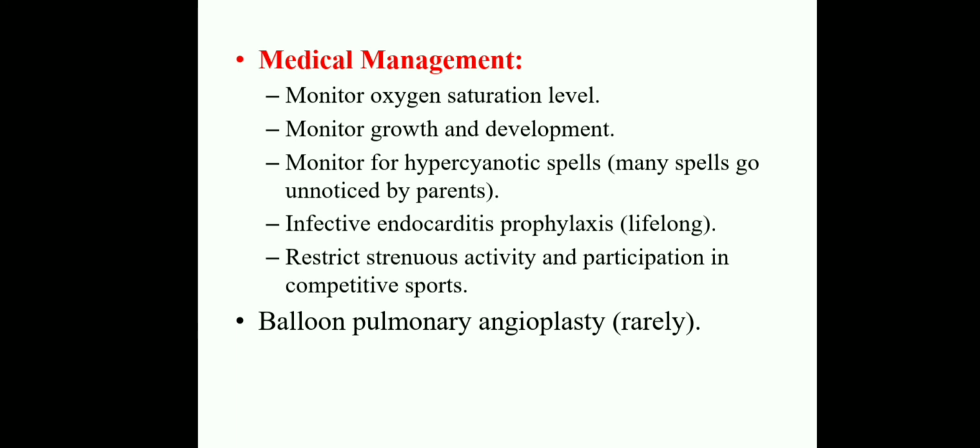Okay, if it is grown-up children who participate in competitive sports, those children who have tetralogy of Fallot conditions, we should restrict the strenuous activities. And then the surgical intervention: if the child suffers with cyanotic spells, the intervention is balloon pulmonary angioplasty. This surgery should be done rarely.